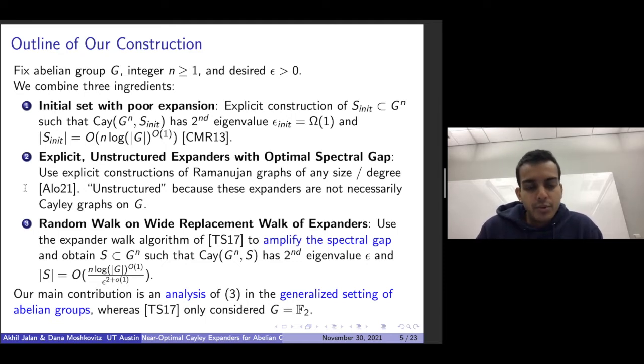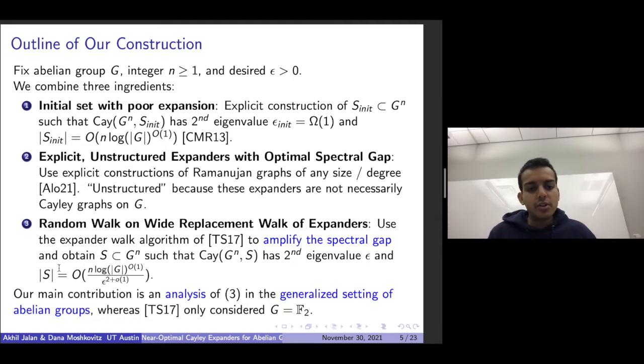And finally, we'll use an algorithm to amplify the spectral gap of this initial set. This algorithm is due to Ta-Shma. It's a random walk on a wide replacement product of expanders. We'll explain what this means in more detail, but essentially it's a certain kind of graph product. If we take a random walk on this graph, then we can use the information from that walk to find a new distribution S such that the Cayley graph corresponding to S has the desired eigenvalue epsilon. And the size of S will be the overall size that we said in our main theorem.